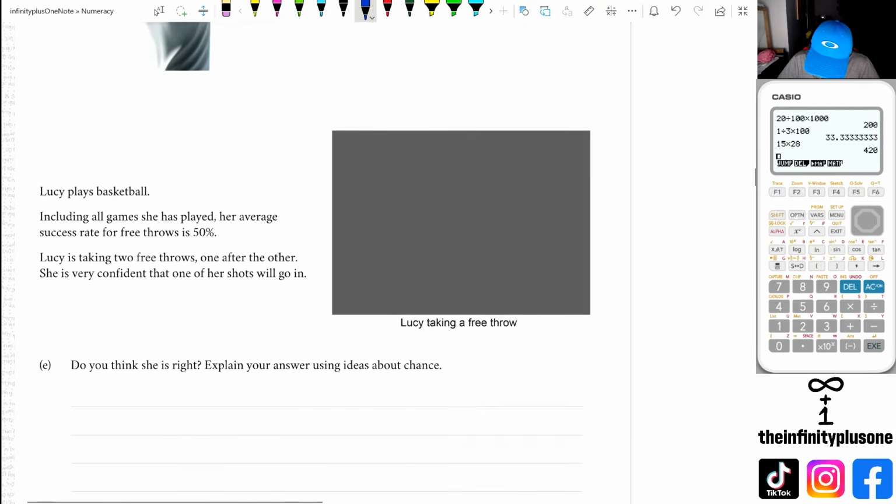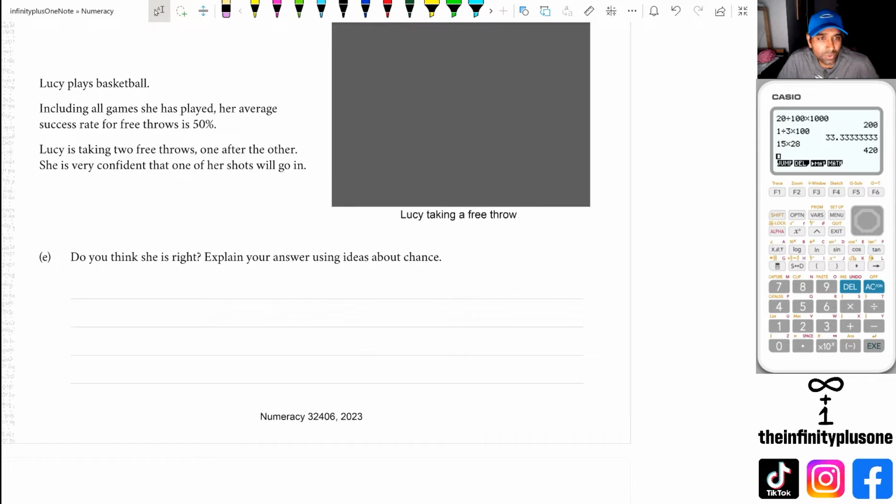Let's go to question E. All right, question E: Lucy plays basketball. Her average success rate for a free throw is 50%. Lucy is taking 2 free throws, one after the other. She's very confident one of her shots will go in. Do you think she's right? Explain your answer using ideas about chance.